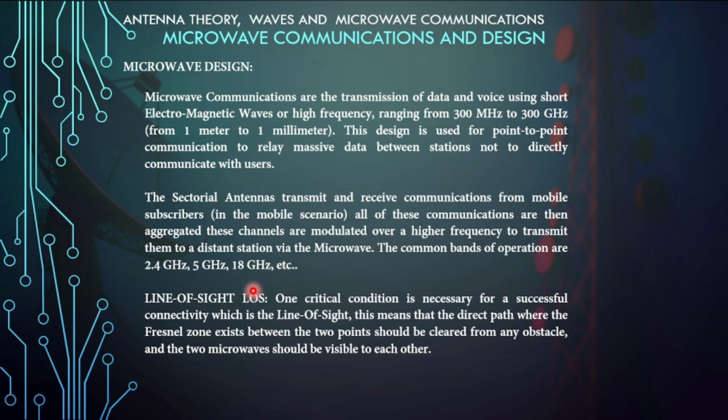A very important criterion for microwave communications is the line of sight. Line of sight is actually the direct path where the Fresnel zone exists between the 2 points. It should be cleared of any obstacle because it has 80% of the power of the transmitted wave. So in other words, the 2 microwave points should be visible to each other without any blockage. Even a tree can actually block the communication in such a case when talking about millimetric waves.